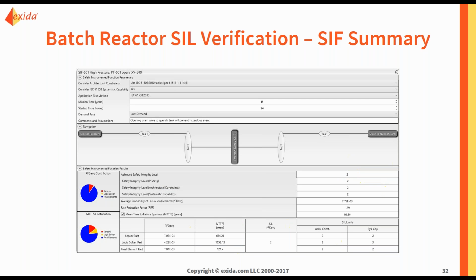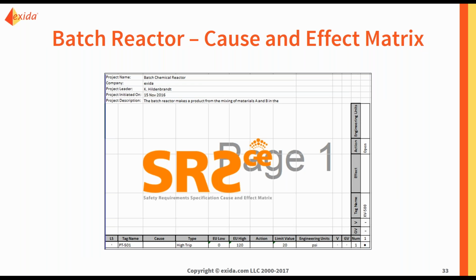In this case, we have achieved SIL 2, which is what we selected in the LOPA. That was our target SIL. So this has been successful. The SILver module does output a cause and effect matrix. This is pretty simple because it's one SIF, but you can see the PT501 is listed as high trip. You can see our set point of 20 PSIG right here, and it shows that it is going to open the XV500.